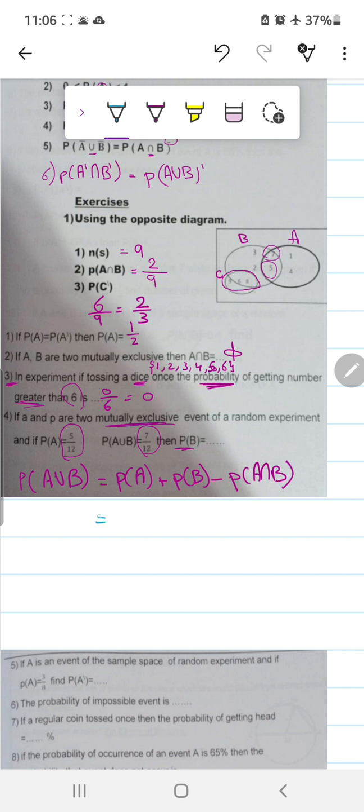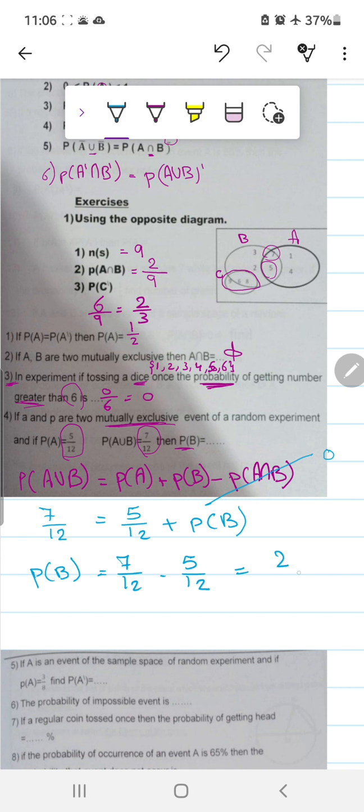As we said here, mutually exclusive, so the intersection will be 0. Direct in the rule, union here 7 over 12: probability of A, 5 over 12, plus probability of B. It's an equation. Remove probability of B to the other side. It will be 7 over 12 minus 5 over 12, which is 2 over 12. So the probability of B equals 2 over 12.